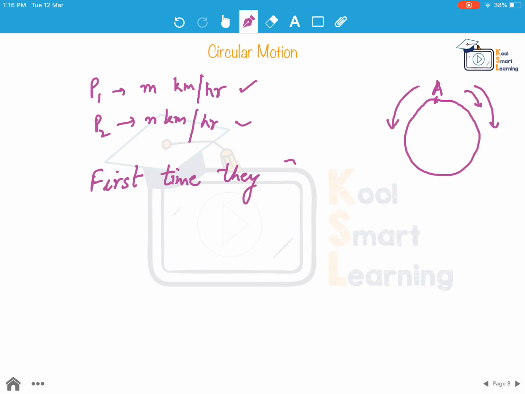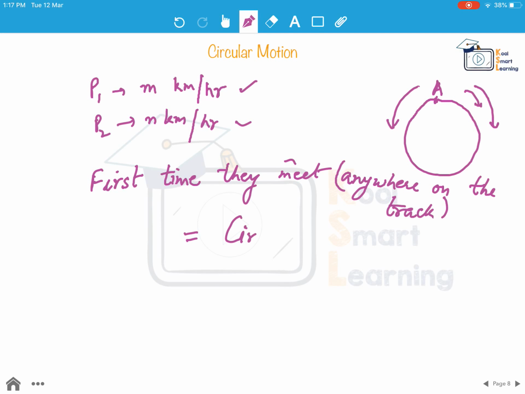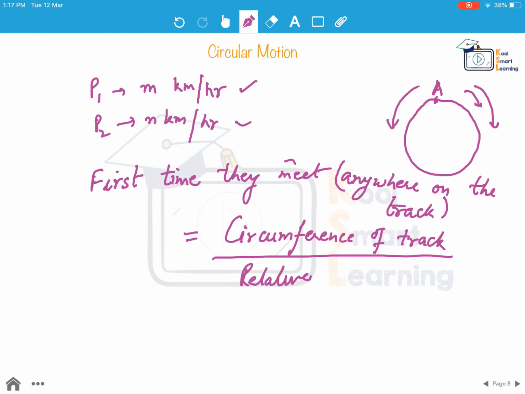the first time they meet anywhere on the path, on the track, is given by the circumference of the track divided by their relative speed. Now let's first take an example when they are moving in the opposite direction, right?